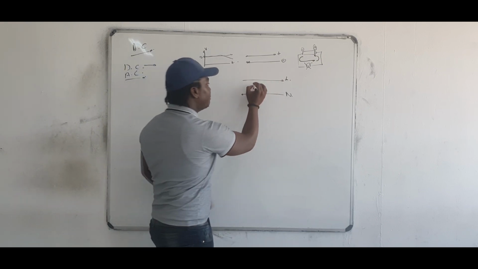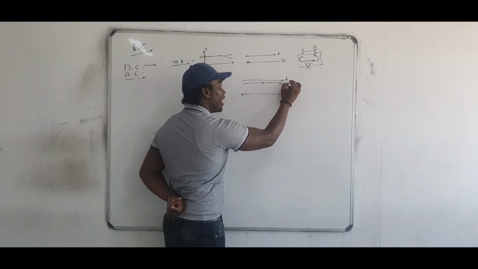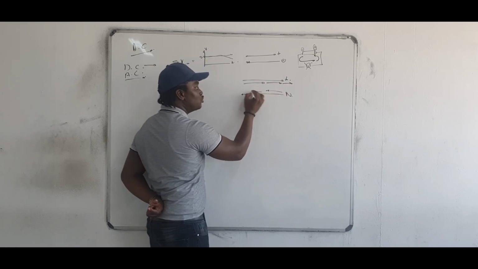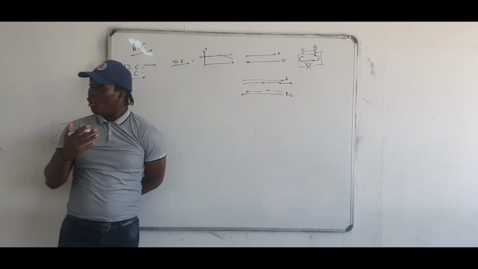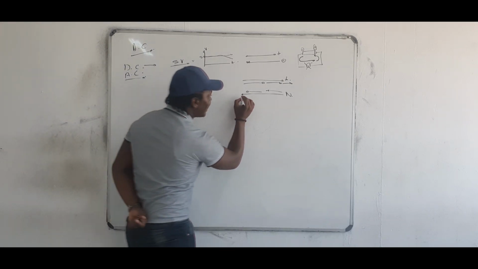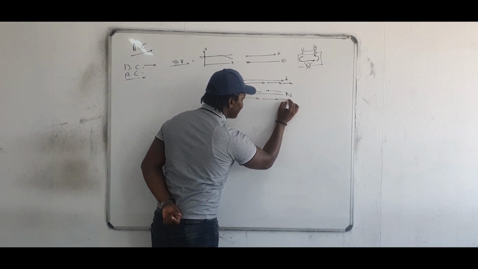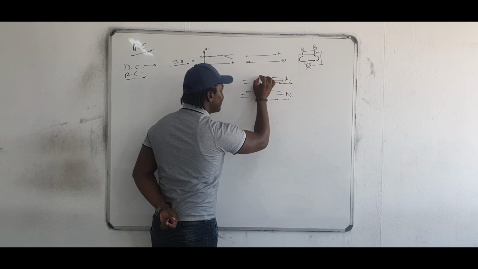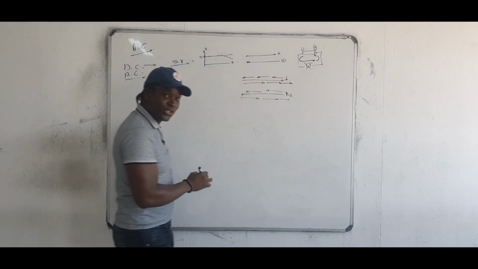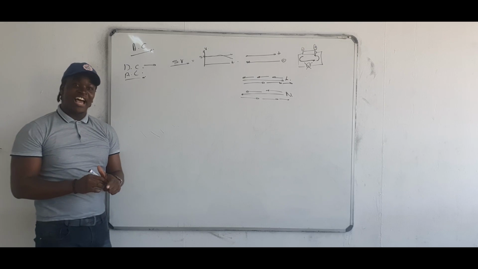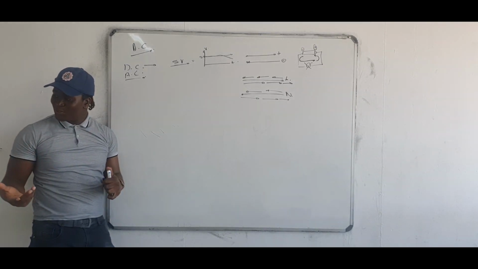Your live wire can bring electrons, or bring current, and your neutral can take it back, or your neutral can also bring current and the live can take it back. Are we together? Now, remember the example that I told you?